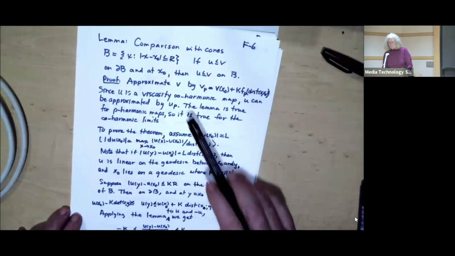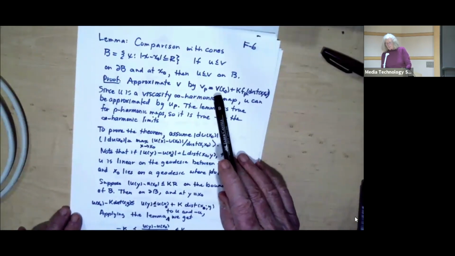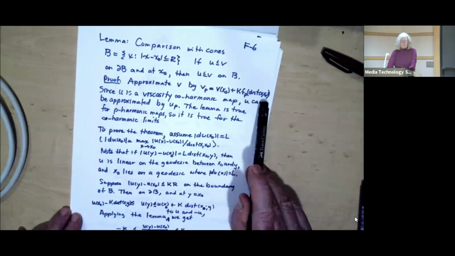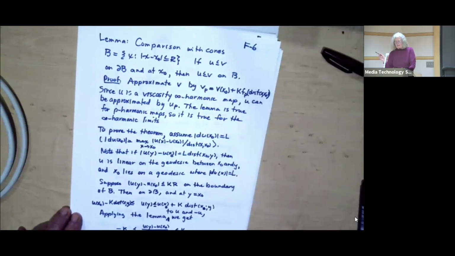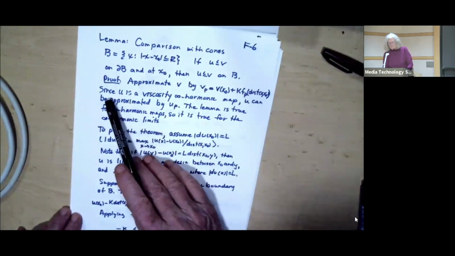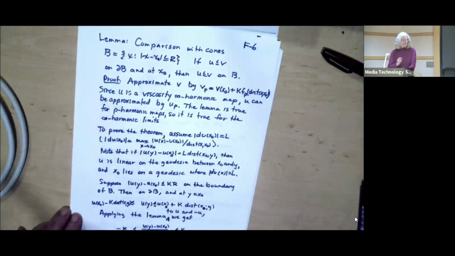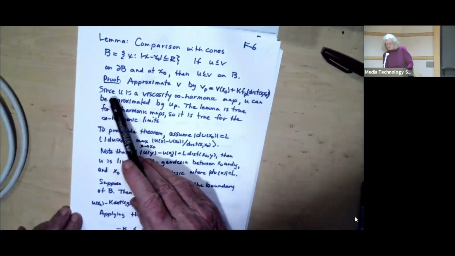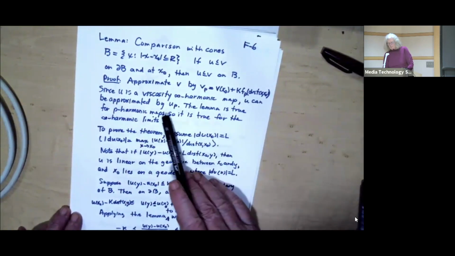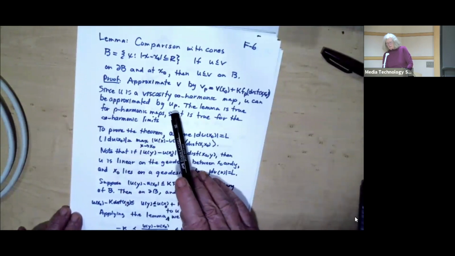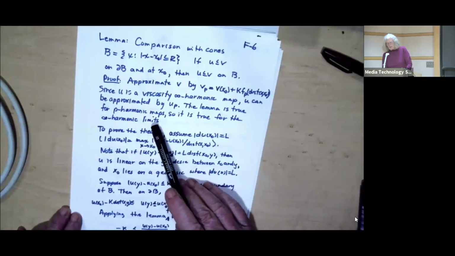You construct a cone that you approximate V by that's p harmonic, and uses an ODE in hyperbolic space. And actually it's an ODE in either Euclidean space or hyperbolic space. There's some cinches. Since U is a viscosity infinity harmonic map, we can approximate it by the U_p, which is how we got it in the first place. And the lemma is true for p harmonic maps.